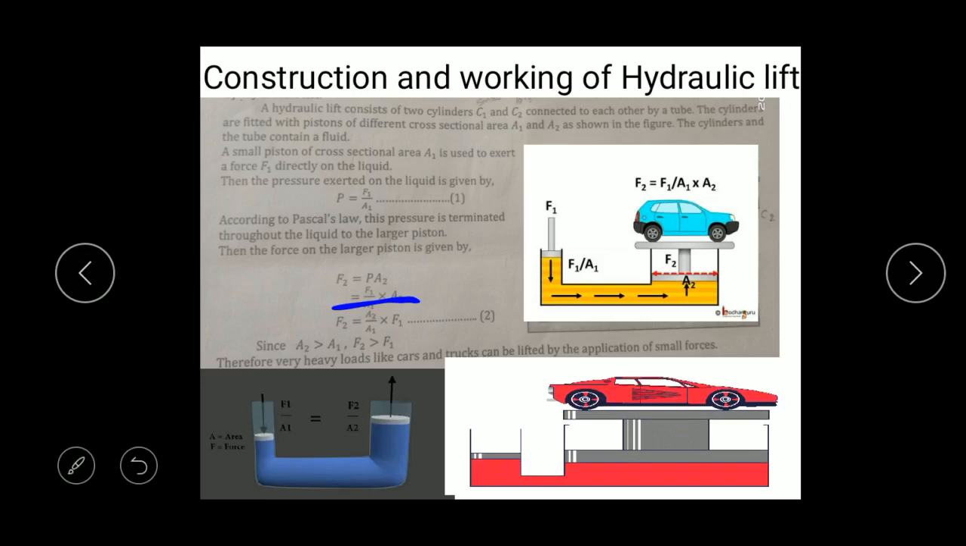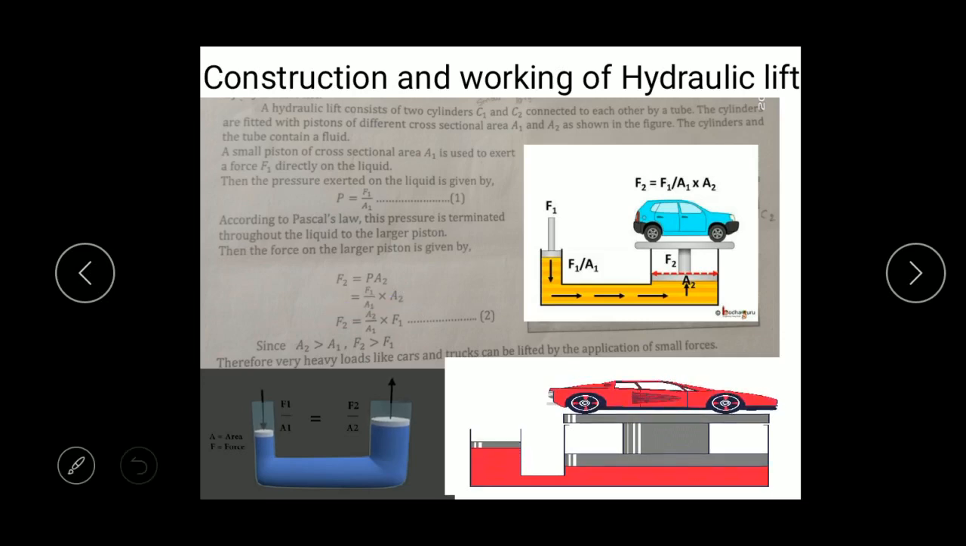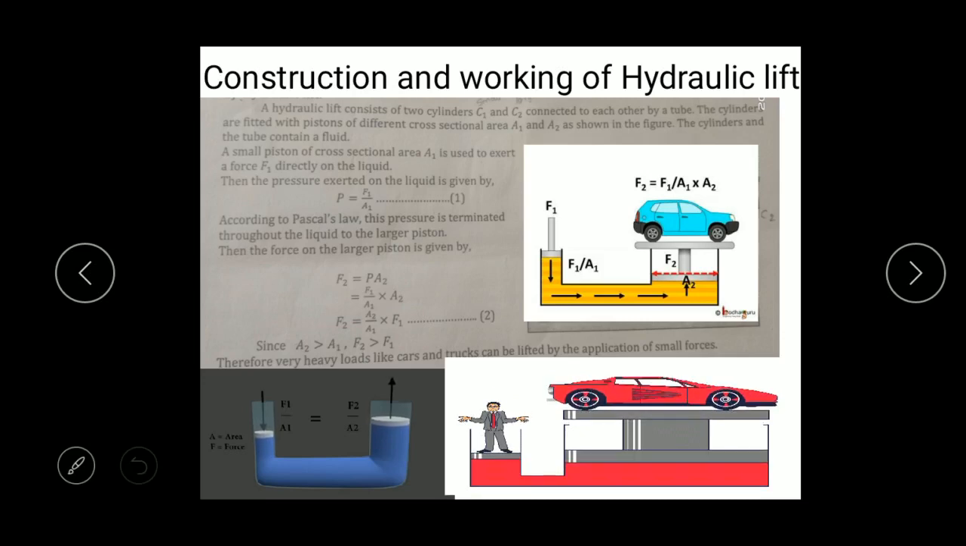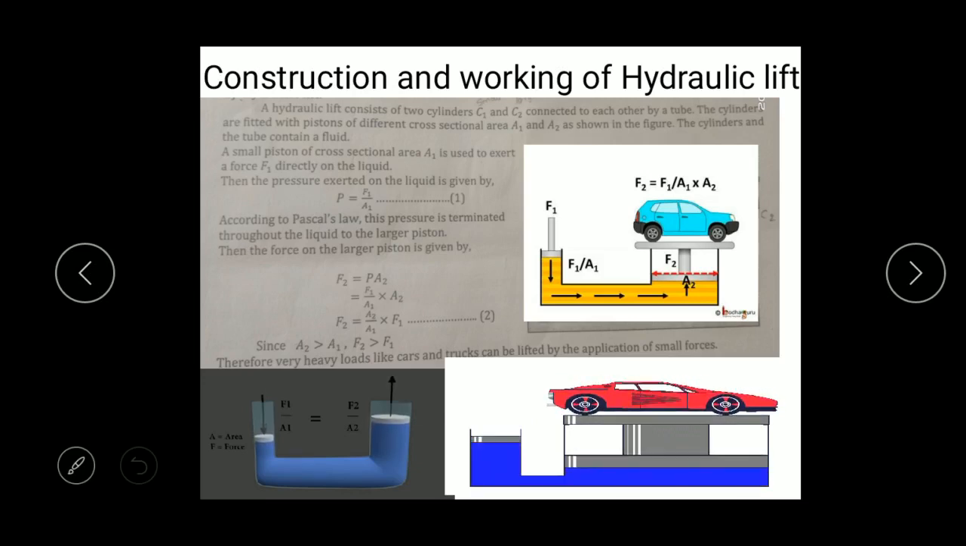Therefore F2 is equal to P into A2, but P is equal to what? F1 divided by A1. From the equation we can put here, therefore F2 is equal to A2 divided by A1 into F1. Therefore the force on the larger piston is given by F2 is equal to A2 divided by A1 into F1. So since A2 is greater than A1, the cross sectional area of the large piston is greater than the small piston.